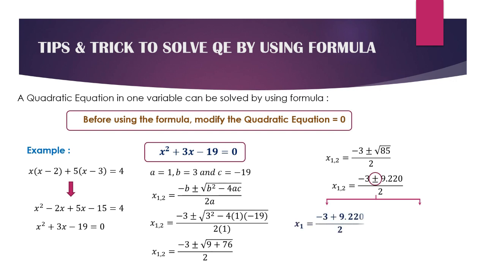x1 is minus 3 plus 9.220 over 2, we got 3.11. And x2 is minus 3 minus 9.220 over 2, we got minus 6.11.